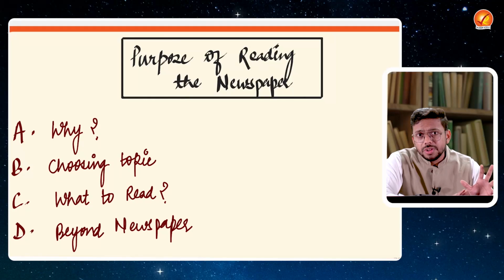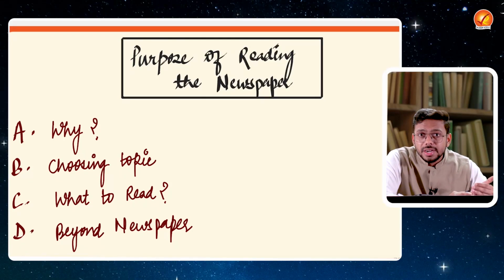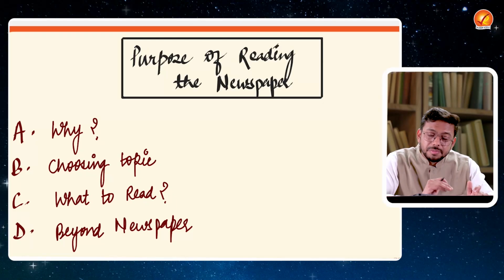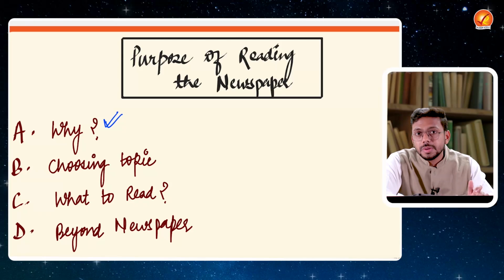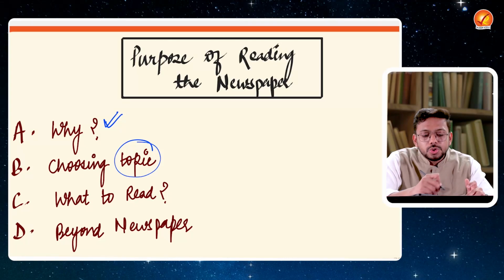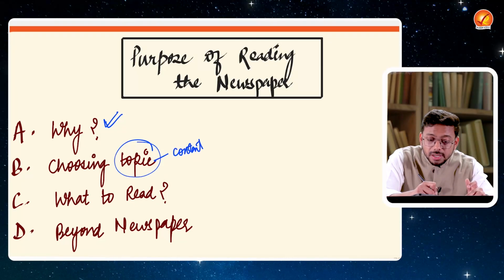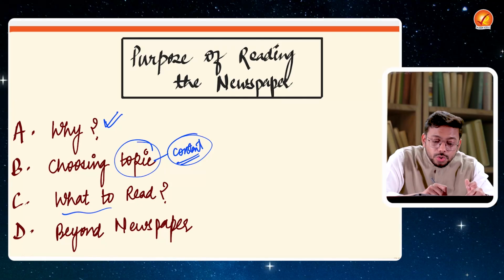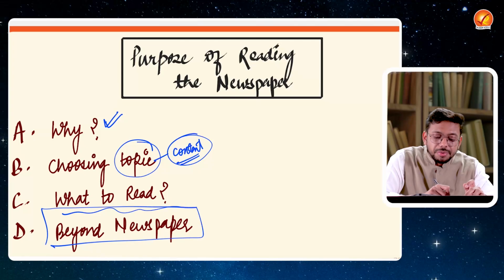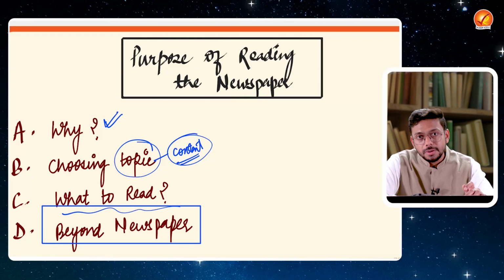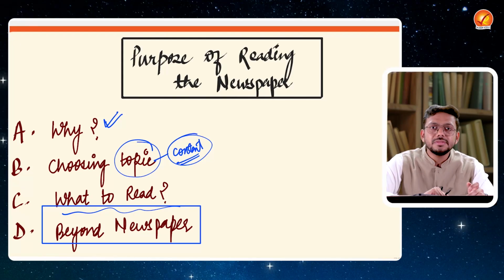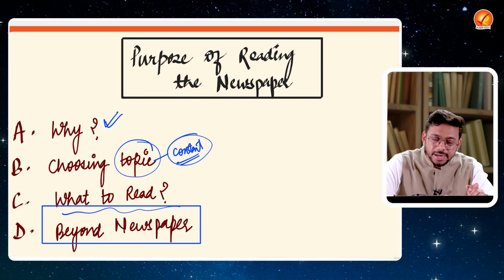I'll take up a newspaper over here and I'll tell you what exactly is to be read in the newspaper and how exactly it is to be read from the current affairs perspective. The objective is: why exactly are we reading the newspaper, what are we getting out of it, how to choose the right topic and the right content, whether the content has to be read or not, how to read it, what to read. And what is to be done beyond the newspaper. Is the newspaper the end of all? Is there something which needs to be done beyond the newspaper to make a comprehensive coverage of our current affairs preparation?